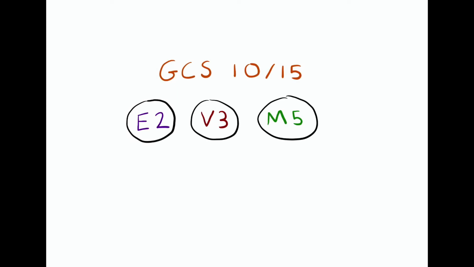If a patient's GCS falls below 8, they are in danger of not being able to maintain their own airway, so an anaesthetist should be called.